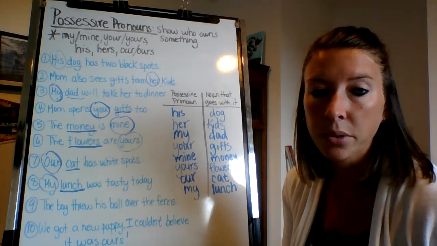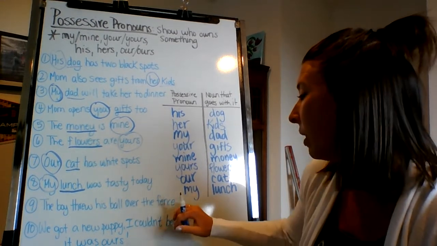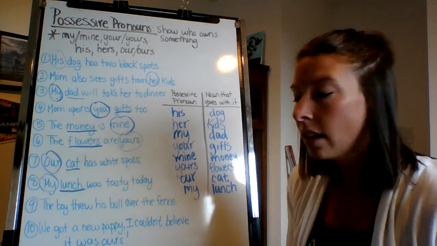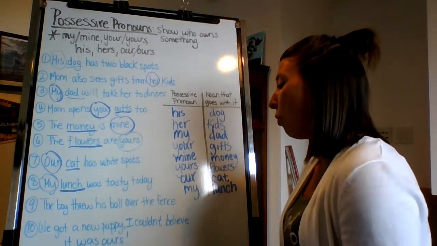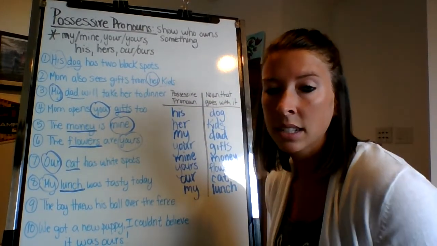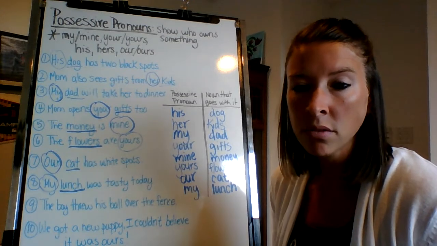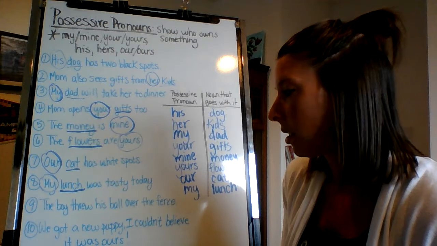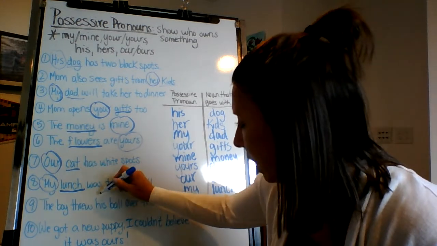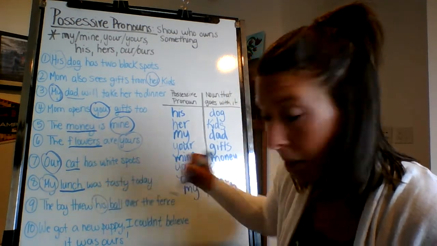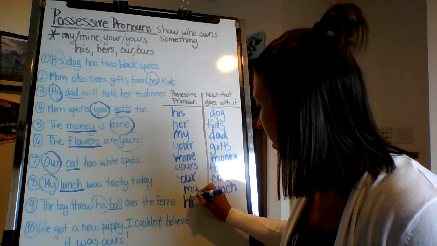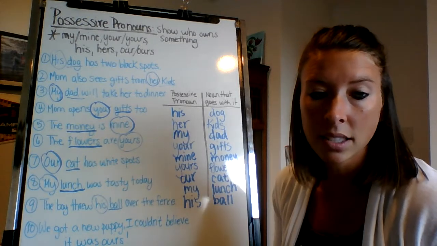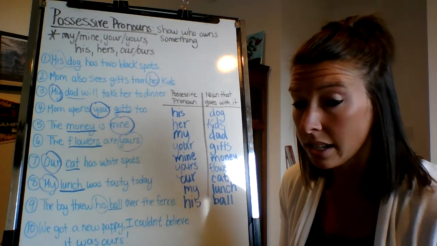2 more to go. Number 9, read with me. The boy threw his ball over the fence. That's a long sentence. Where's the possessive pronoun? It's showing who owns something, and the noun. What do they own? What belongs to them? Did you record his and ball? His ball.